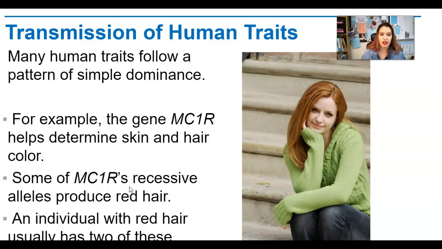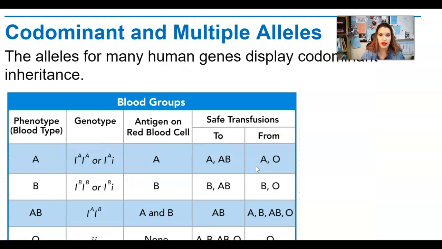All right, so transmission of human traits. Many human traits follow a pattern of simple dominance. So, for example, the gene MC1R helps determine your skin and hair color. Some of the MC1R's recessive alleles produce red hair. An individual with red hair usually has 2 sets of these recessive alleles, and that is why we see the red hair as a physical trait.